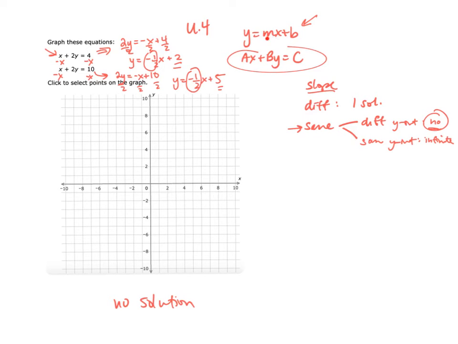So you can put it here, and then if you graphed your y-intercept here, your 2, and then down 1 over 2, down 1 over 2, you could graph it that way. And then this one, you start at 5, but then you have the same slope, down 1 over 2. And so they're never going to touch. So there are no solutions. Okay, so that's one way to solve it.